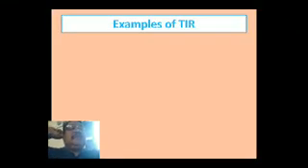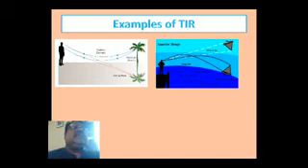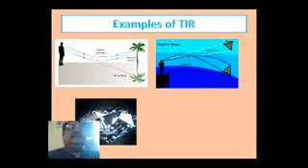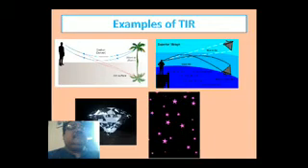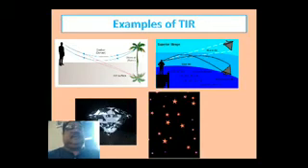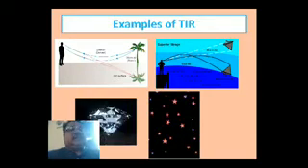Next is examples of total internal reflection. You see here, this is a picture of mirage. This occurs in hot regions like deserts. It is also called inferior mirage. Then this one, it is called superior mirage, or else it is also called looming. Then sparkling of diamond. Then twinkling of distant stars. These are all examples of total internal reflection. But as per your syllabus, mirage and looming are there. So let us discuss one after another.